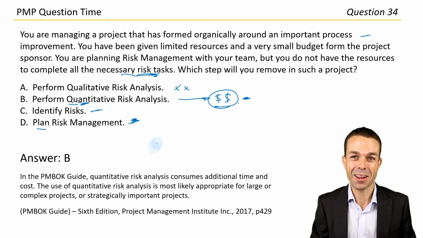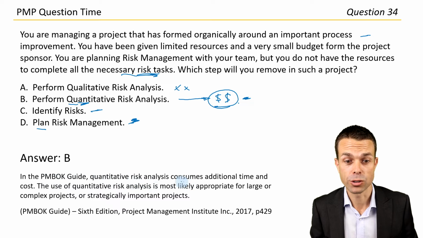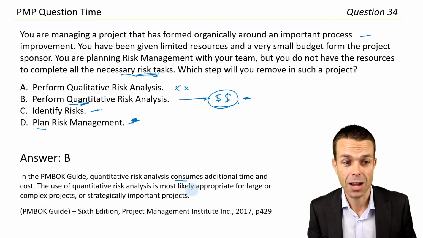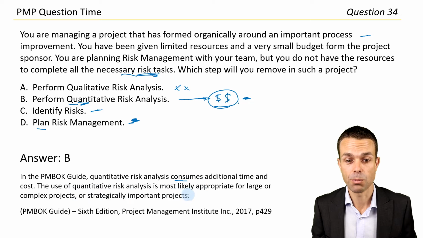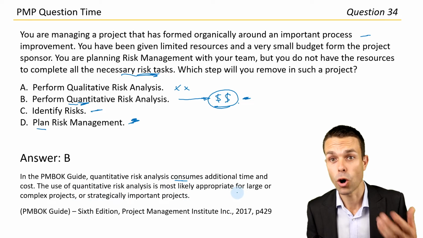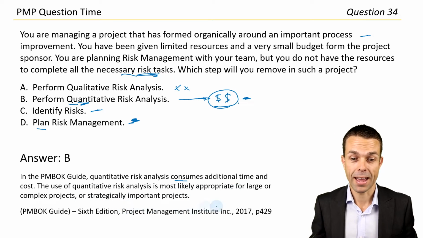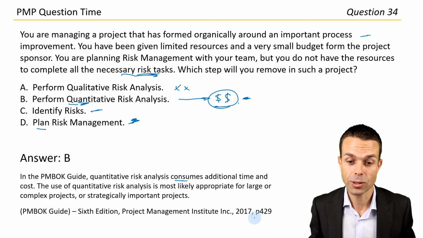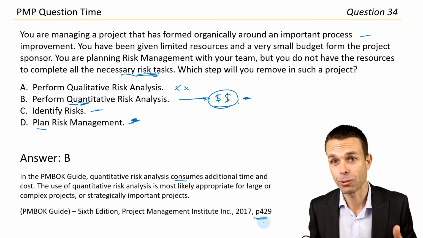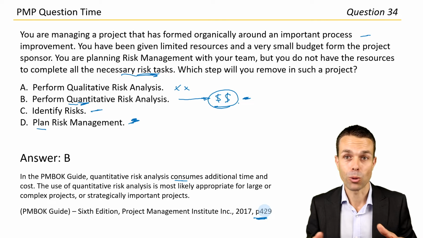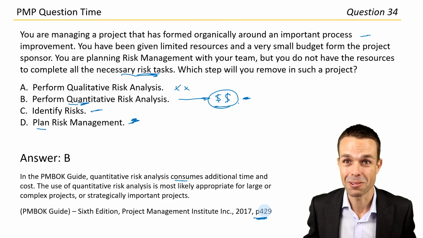All right, excellent. There it is. In the PMBOK guide, quantitative risk analysis consumes additional time and cost. The use of quantitative risk analysis is more likely appropriate for large or complex projects or strategically important projects as well. And if we want to check that out, page 429 in the PMBOK guide, around that risk section, really, really good to check out. Very important for almost every project that you will ever deliver, and really, really cool.